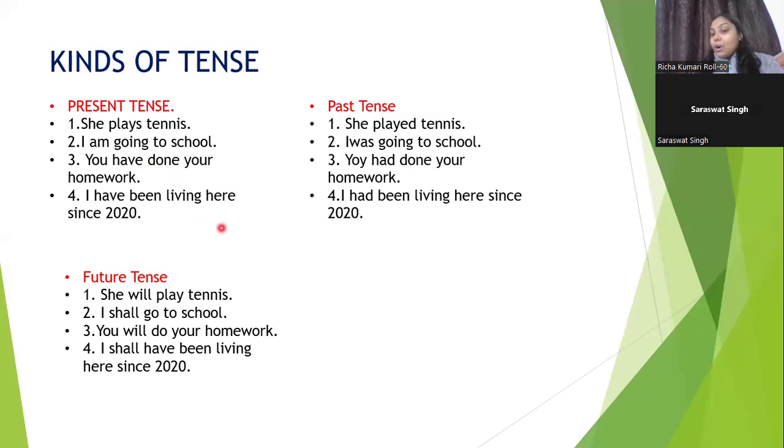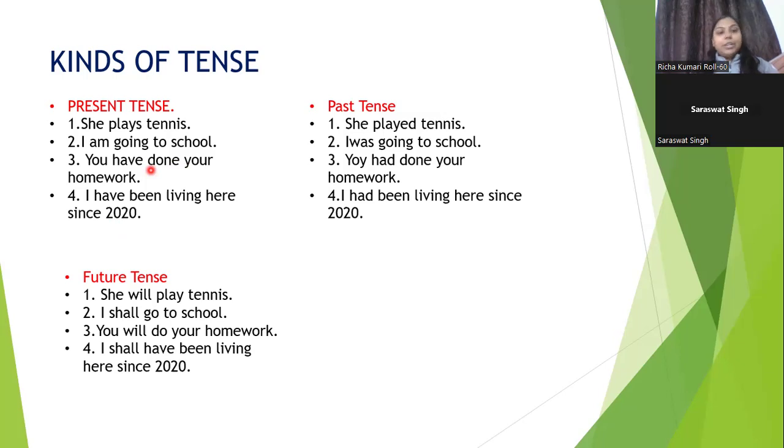ठीक है? अभी ये खत्म नहीं हुआ. अभी हम इन चारों का हिंदी मतलब भी देखेंगे, ठीक है? फर्स्ट वाला जो सेंटेंस है, she plays tennis. What is the Hindi meaning of the sentence? Please tell me. मैम, वो टेनिस खेलती है. Okay. वह टेनिस खेलती है. Okay. Now number 2, I am going to school. मैं विद्यालय जा रहा हूँ.